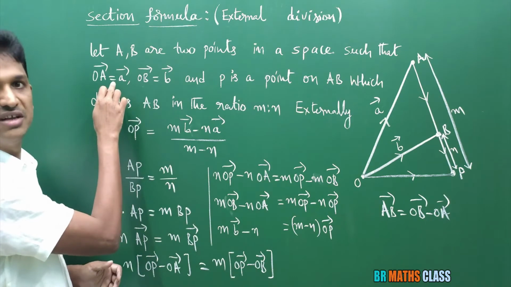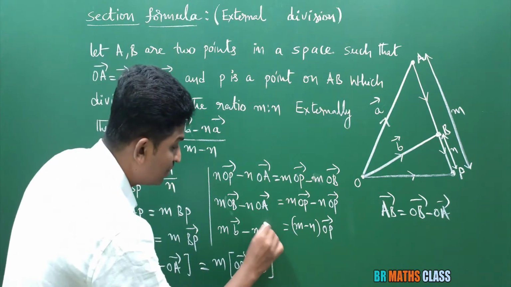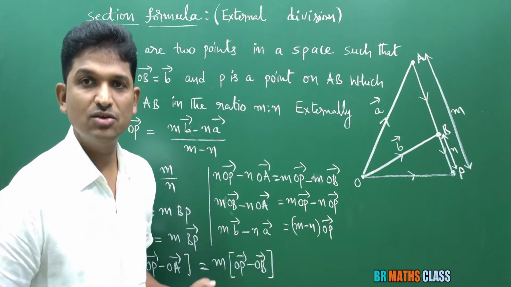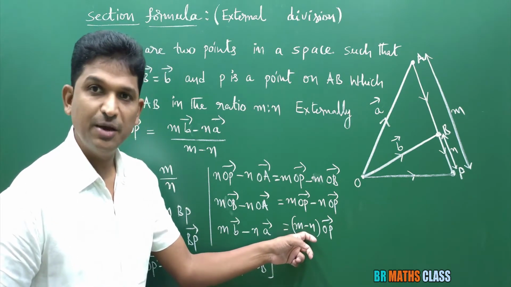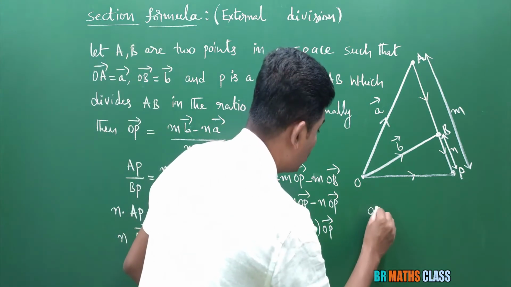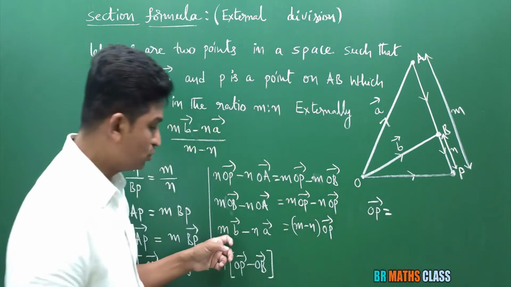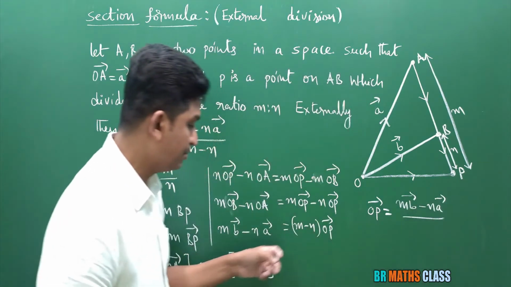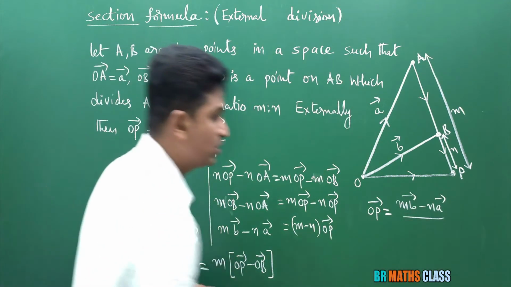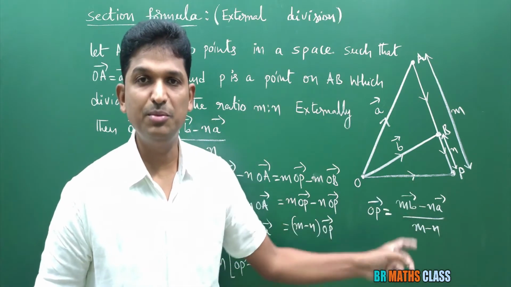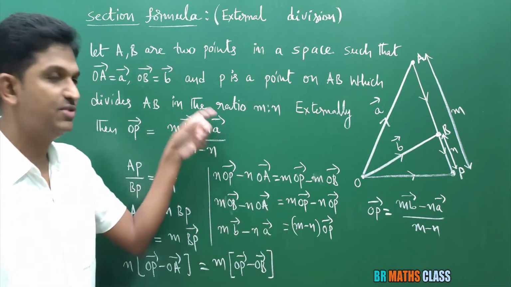What is OA bar? We consider OA bar as A bar, na? OA bar as A bar. From this step, we can easily write what is OP bar. See here, you take M minus N to the left hand side, then you will get OP bar. So, what is OP bar? OP bar equal to MB bar minus NA bar divided by, you take M minus N to the left hand side part, what you will get? You will get M minus N. I got that OP bar as MB bar minus NA bar divided by M minus N, which is same here, right?